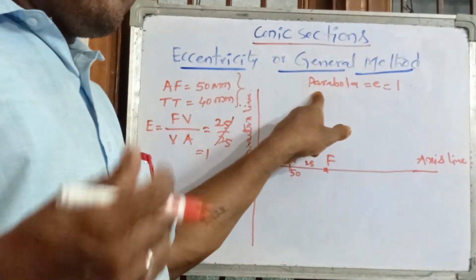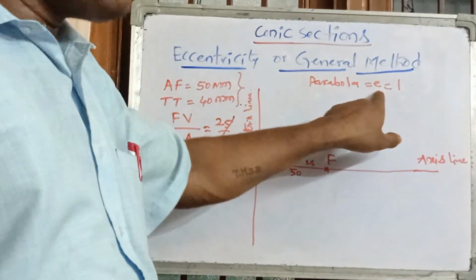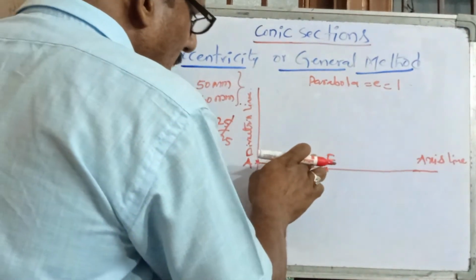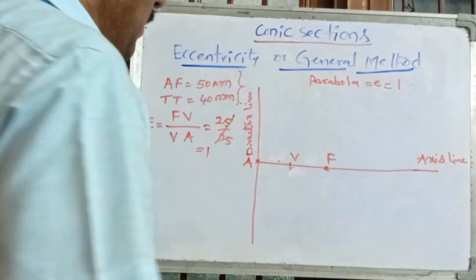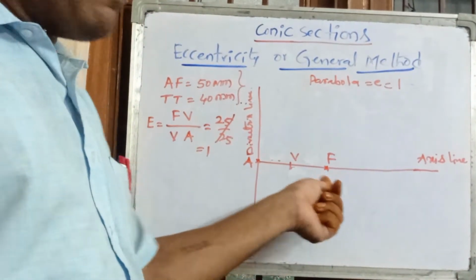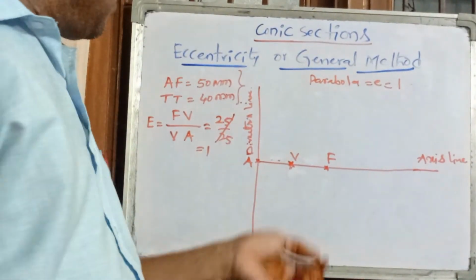In the same manner we can go for hyperbola and ellipse also; that we will say later. So first we see the parabola. Parabola eccentricity we got 1. So now we can decide that the vertex point of this curve is at the midpoint. A to F is given as 50 mm; at 25 you mark the vertex point. Now the vertex is fixed.